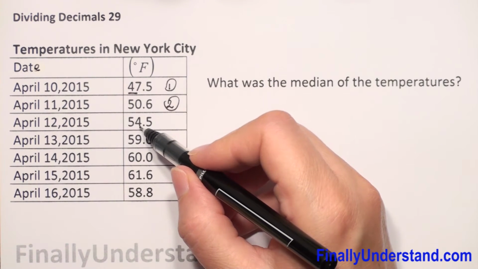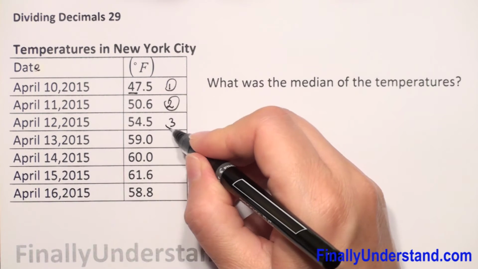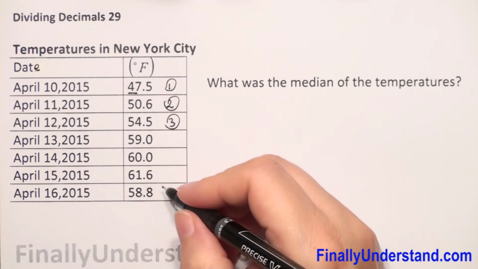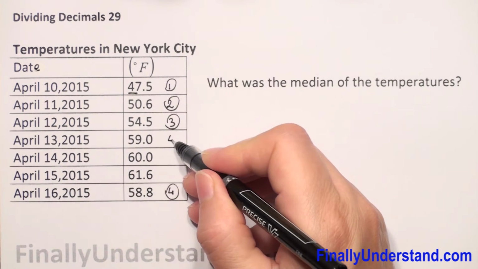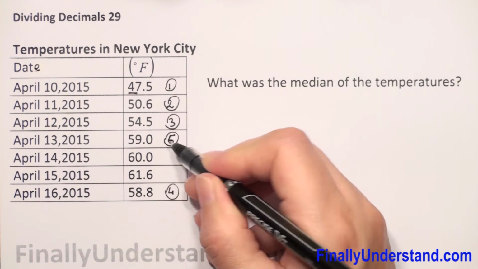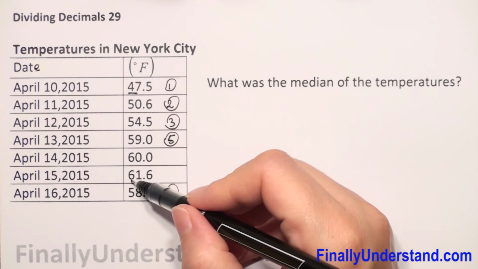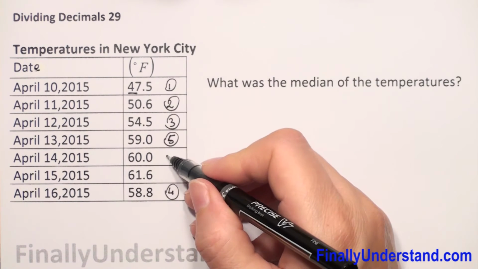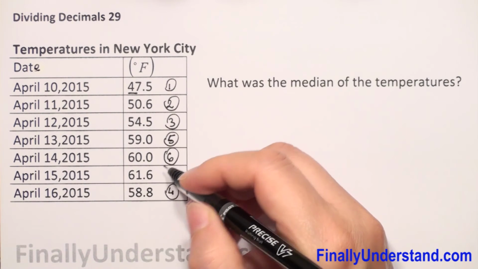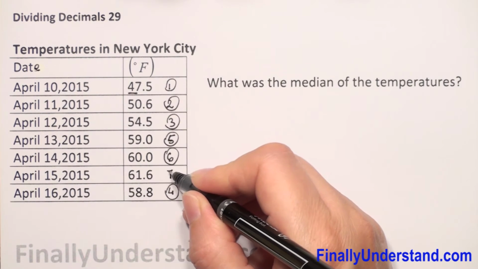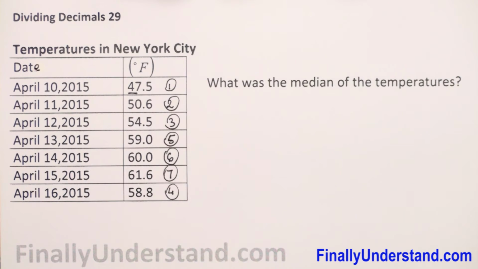Next we have 54, 58 will be next, then 59, and what else? We have 60 and 61, so the smallest is 60, so this is the sixth number, and the last will be 61. So now we can write these values from the smallest to the largest.